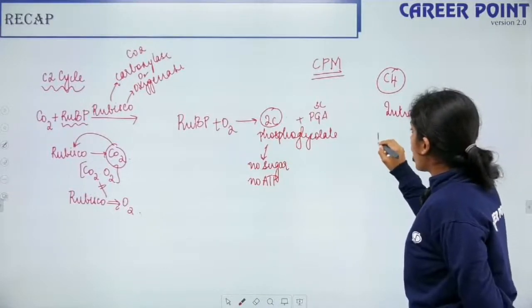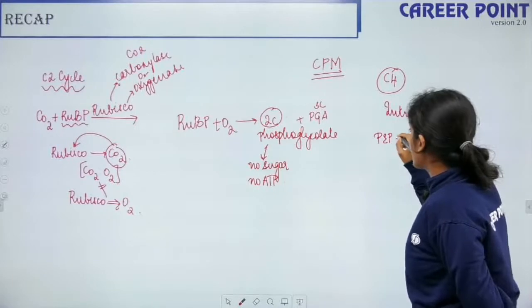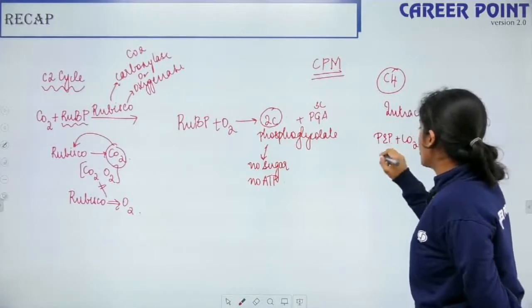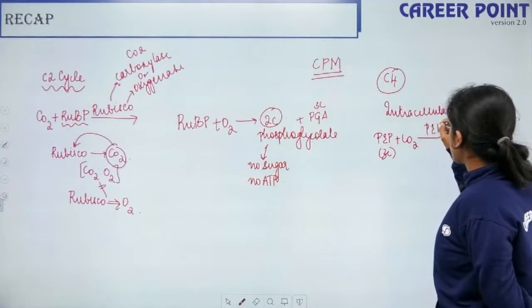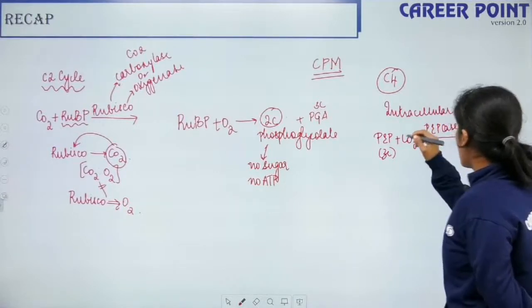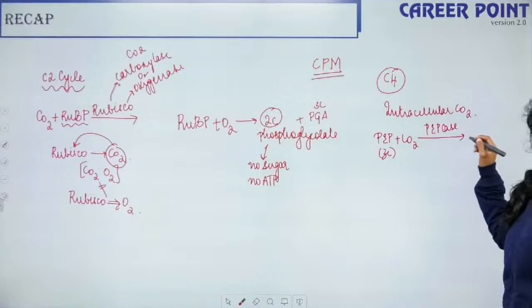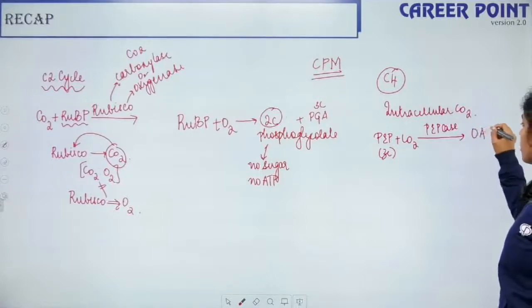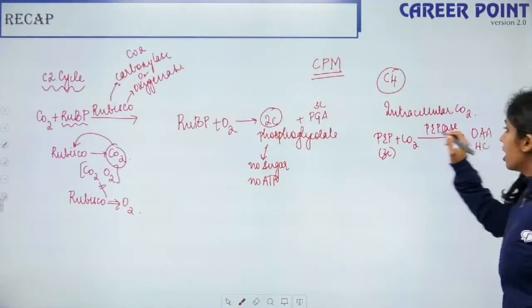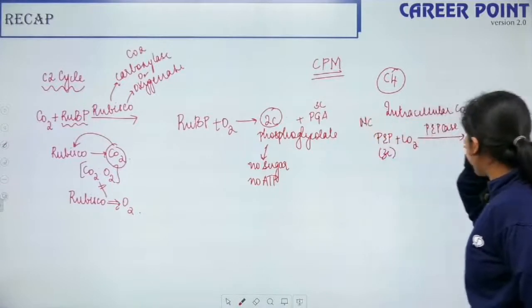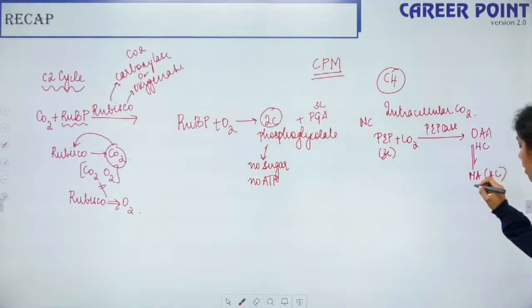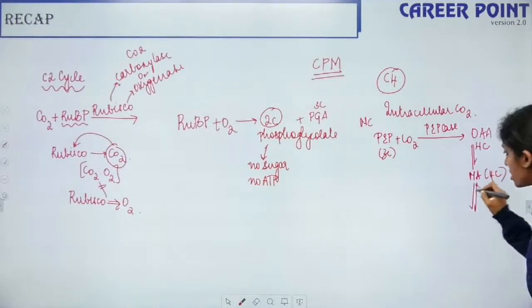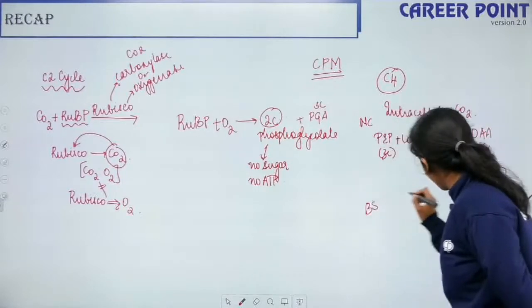It is like this. You have your PEP in your C4 plants plus carbon dioxide. PEP is a 3 carbon compound. Here the enzyme is PEP carboxylase, and it gets converted into your 4 carbon compound, that is your oxaloacetic acid. This happens in your mesophyll cells. Your oxaloacetic acid is reversibly converted into malic acid, which is your 4 carbon compound. This moves inside your bundle sheath cells.